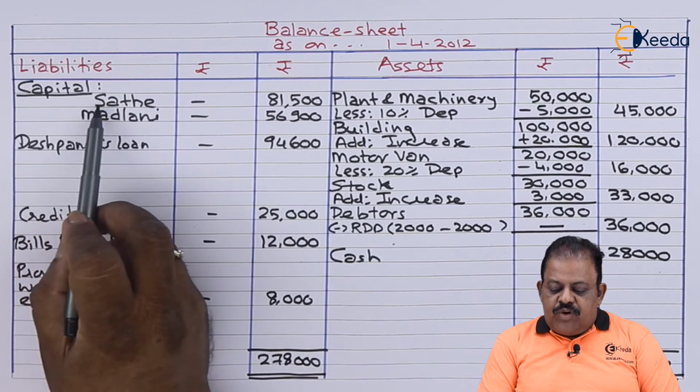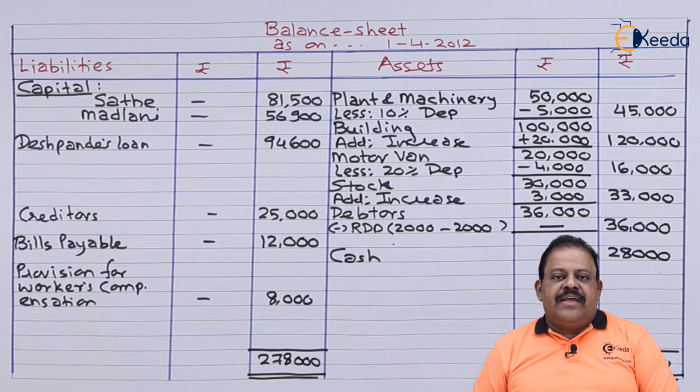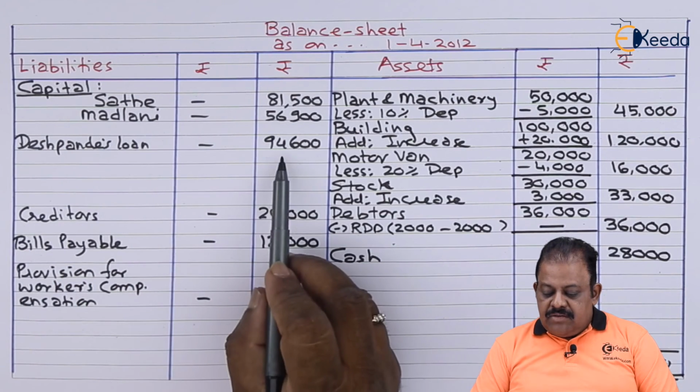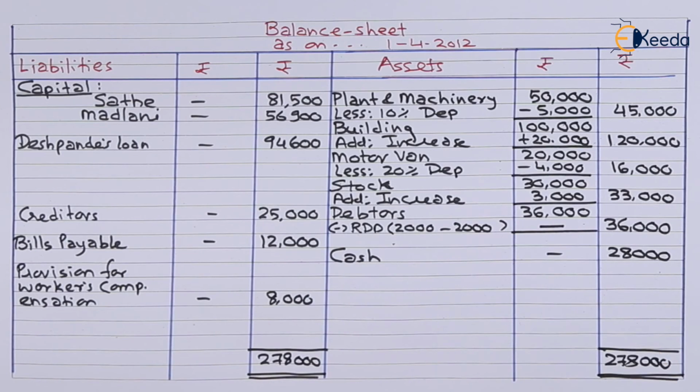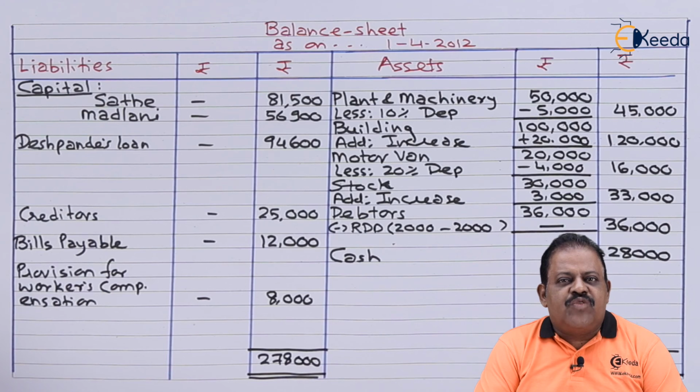Partners capital are transferred to liability side. Capital of Sathe 81,500, Madlani 56,900. Deshpande's loan account is transferred here on liability side, 94,600. Now we have closed balance sheet. Asset side total is 2,78,000, which is equal to liability side total 2,78,000. That is, balance sheet is tallied. In this question, we learn how to give effect when retiring partner's share is to be transferred to his loan account.